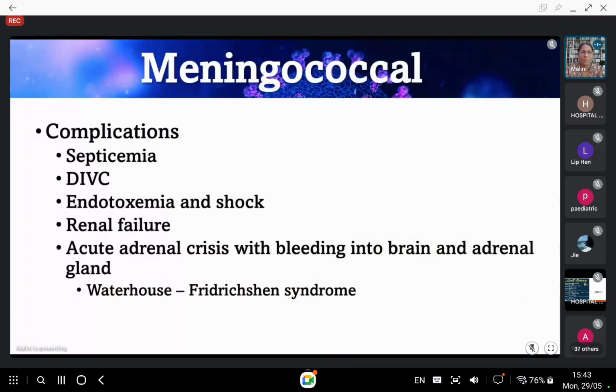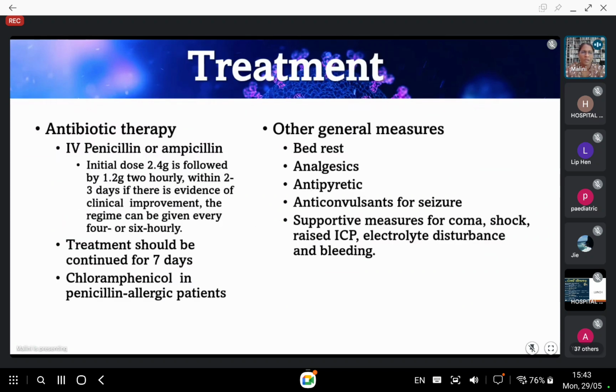It has a lot of complications, and the one that we read about in medical school is the acute adrenal crisis with the bleed, which is called Waterhouse-Friderichsen syndrome. Antibiotics is with penicillin generally, and normal general measures to support raised ICP and an ill child.